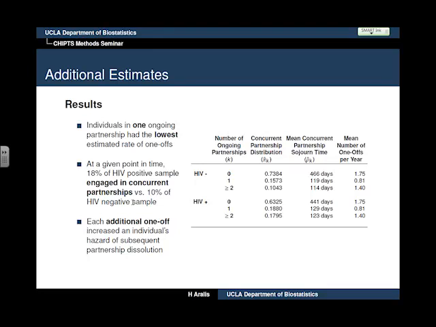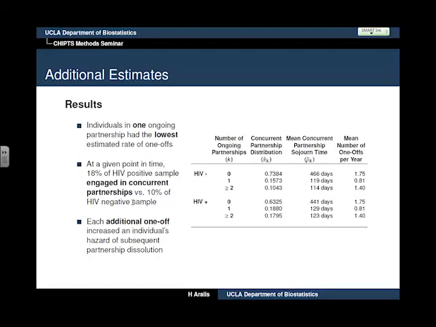So 18% are engaging in concurrency at any instant in time, relative to our estimated 10% of the HIV negative population. And just as a reminder about the sample, this is behavior that they reported in the year prior to coming in, receiving testing, and being informed that they were HIV positive. So it's not necessarily reflective of the partnership patterns of somebody who's aware of their HIV status. Also, you'll notice that 74% of the HIV negative sample was estimated at any given instant to be in no ongoing partnerships, relative to 63% among HIV positive individuals.